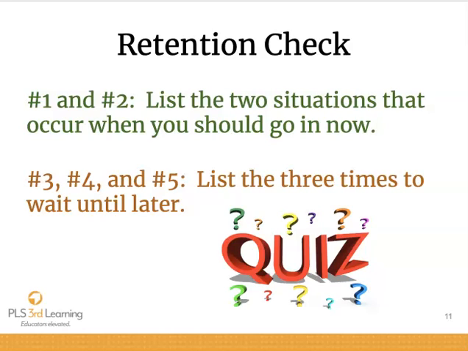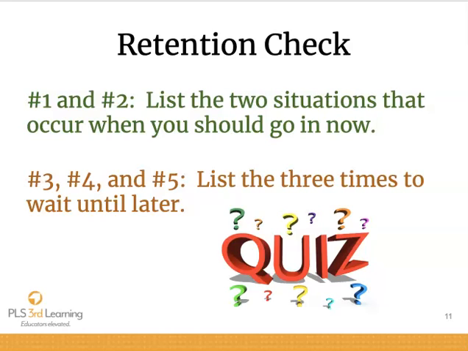Close your manuals and put away your notes and your graphic organizers. On a piece of paper, number 1 through 6 down the left-hand side. You will work individually on this retention check. For responses 1 and 2, list the 2 situations that occur when you should go in now. For responses 3, 4, and 5, list the 3 times to wait until later.